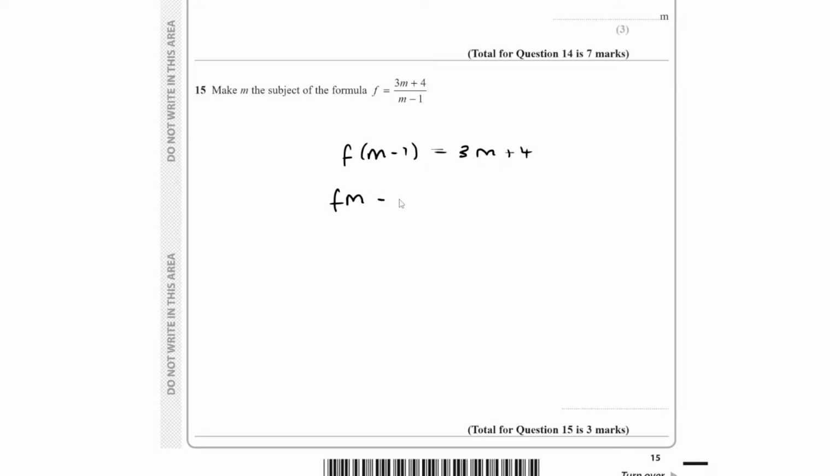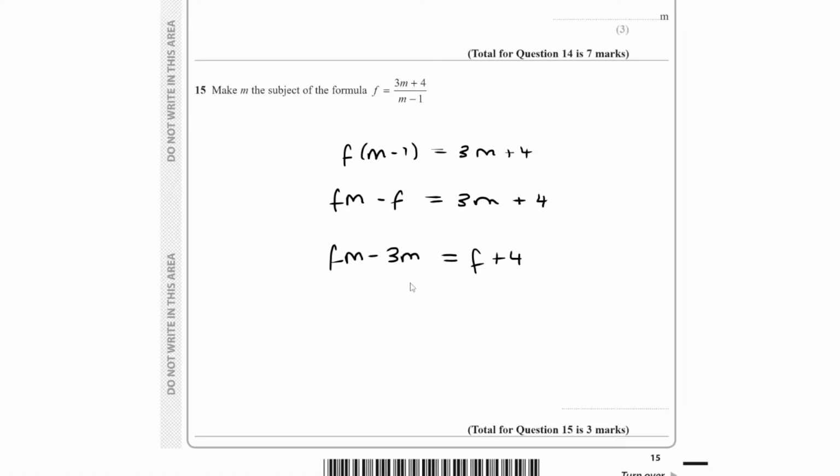So fm minus f. When you have obviously 2 of the same letter, this is the one that I want to get as my subject, isn't it? Get them together on the same side, move everything else out of the way. So I'm going to minus the 3m. I'm going to add the f, just to move it. Let's put it the other way around. Doesn't really matter which way around you write it. So we have isolated the m's.